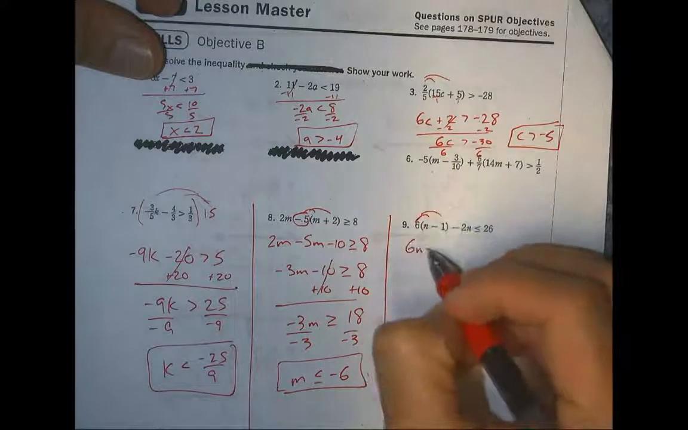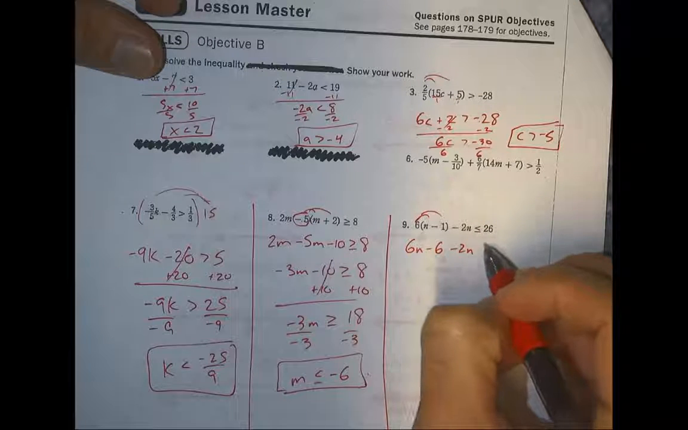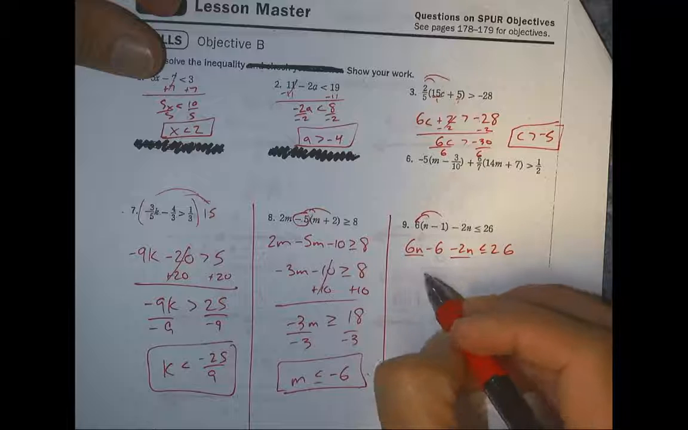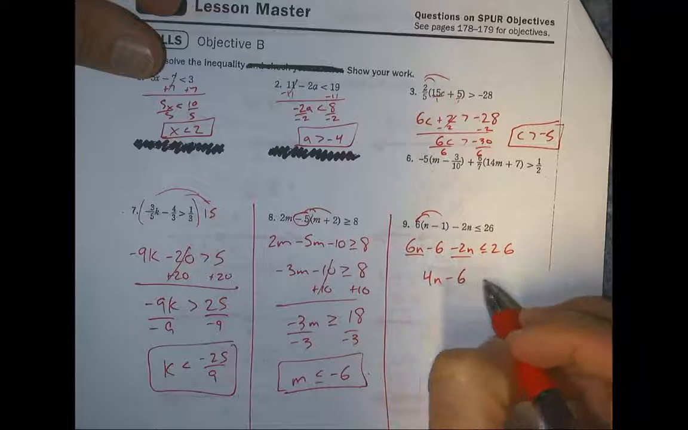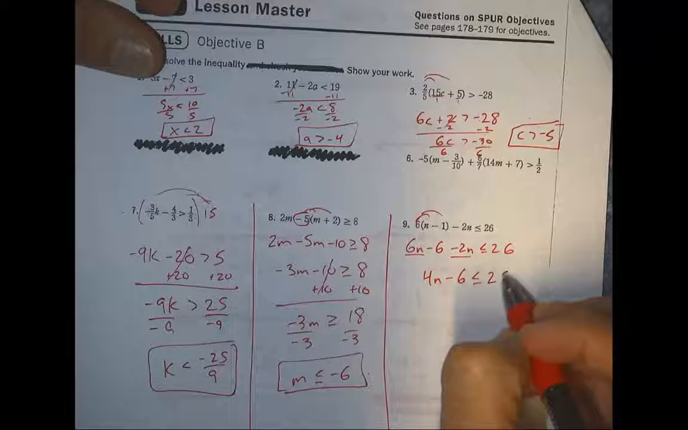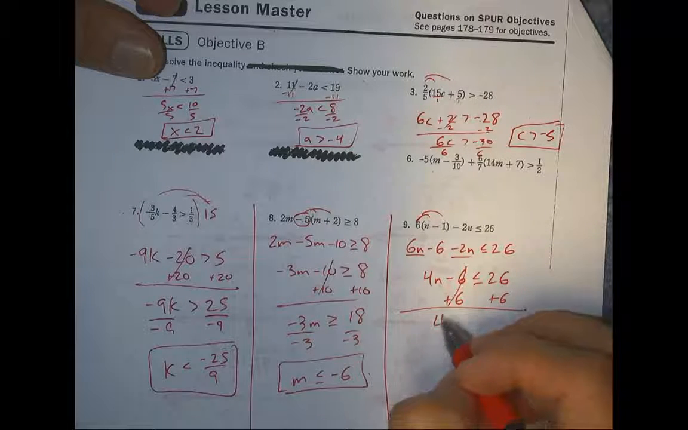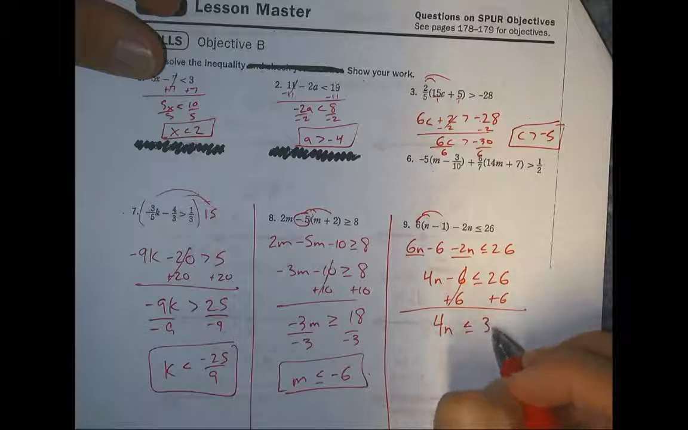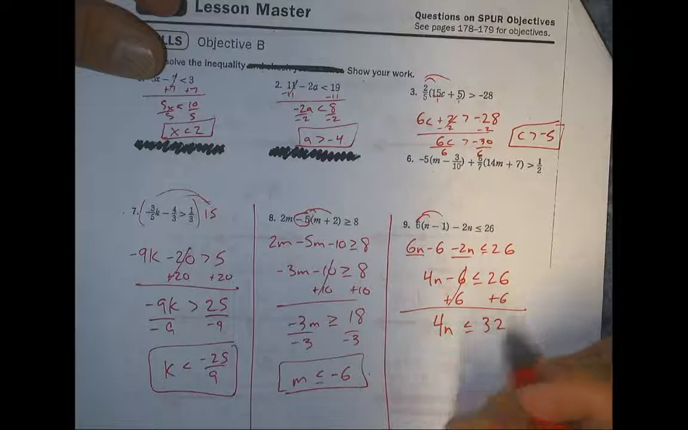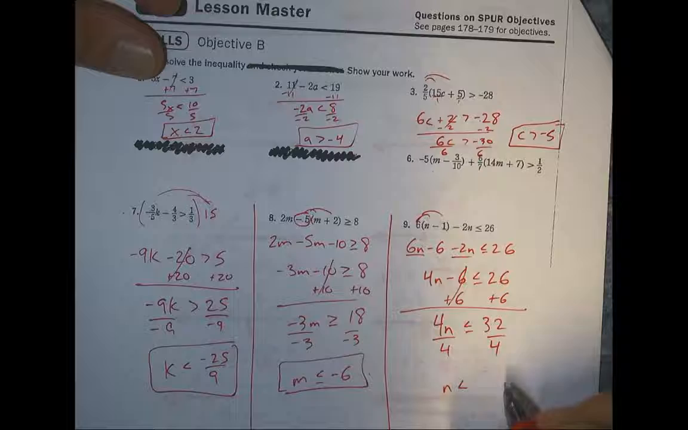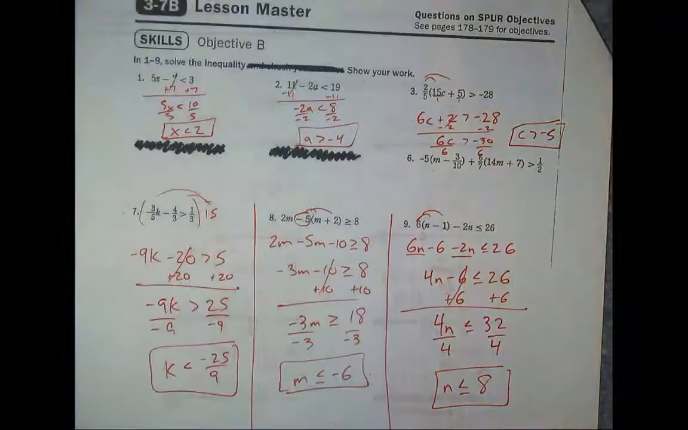Simplify. 6n minus 6 minus 2n. So all I've done is distribute. Now I can combine like terms. 6n minus 2n, that's 4n. Still have a minus 6. Add 6 to both sides. That's 32. Divide by 4. No negatives, no flip. N is less than or equal to 8.